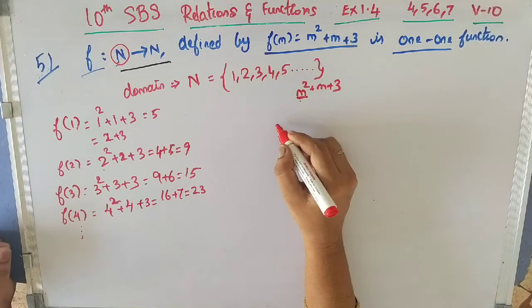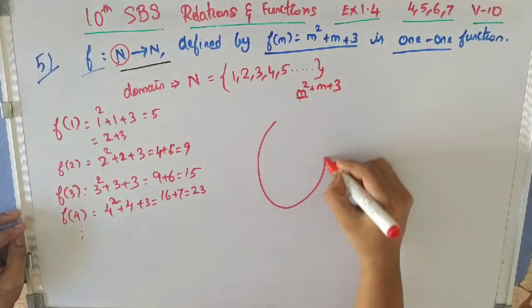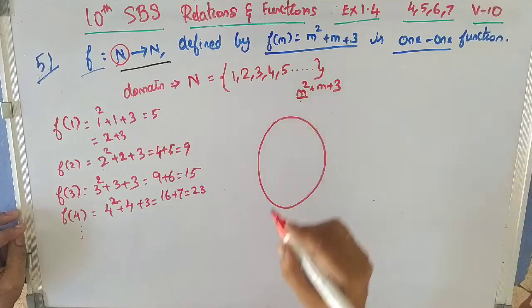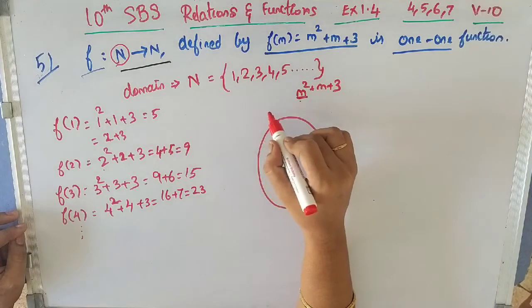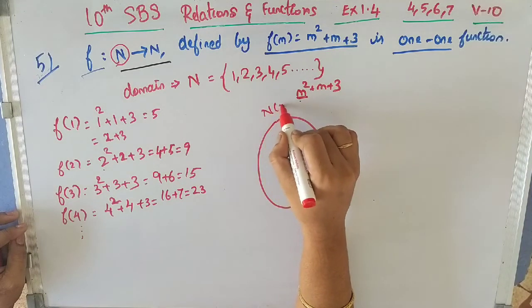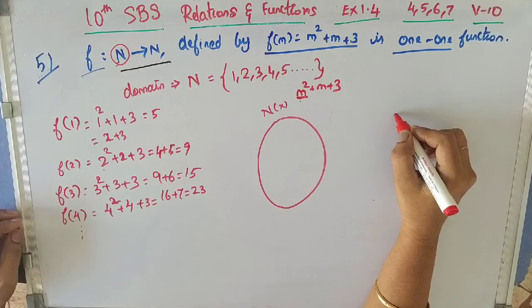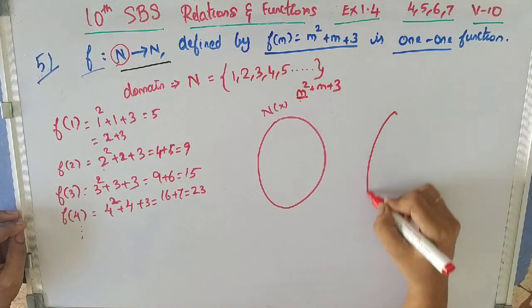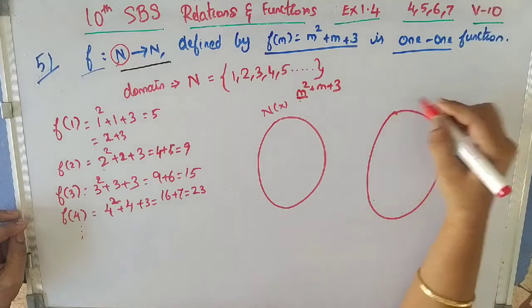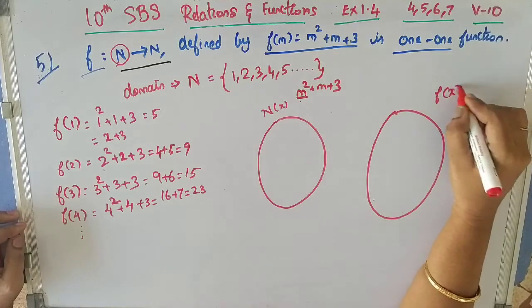it continues. Now we have to draw the arrow diagram for the domain and codomain and show that it is a one-to-one function because that is the question, right? So what is the domain? X. What is the codomain? f of x. Okay?